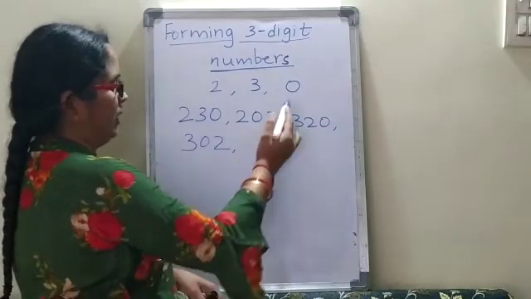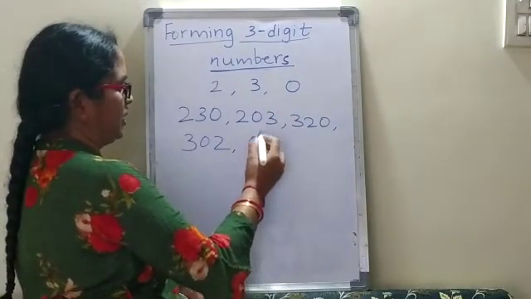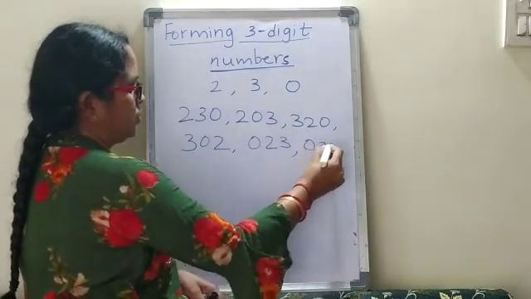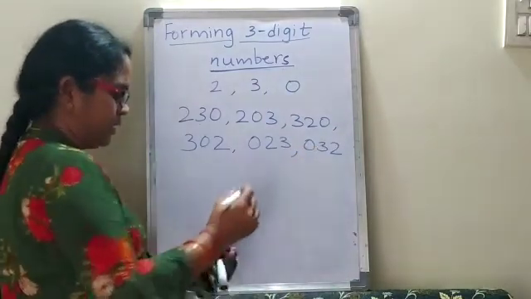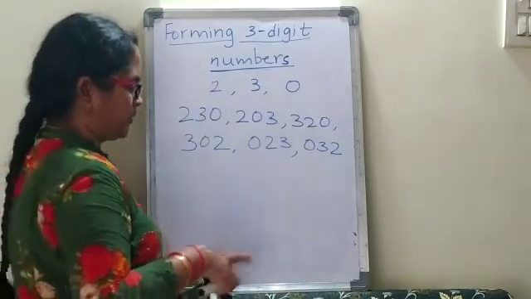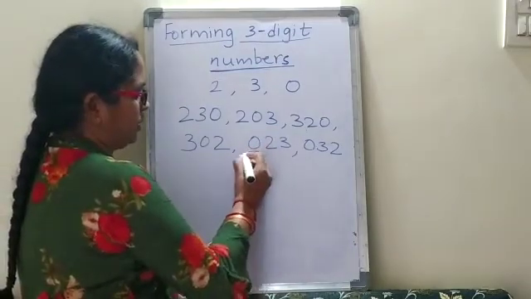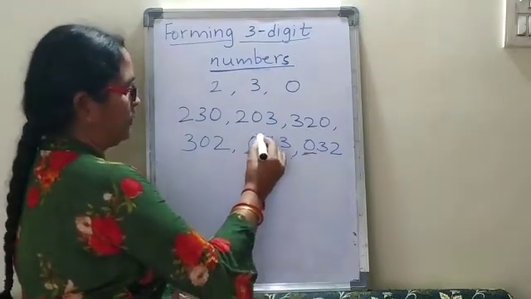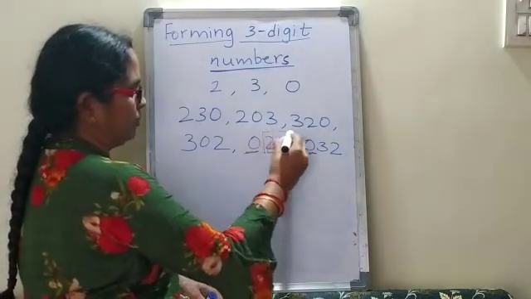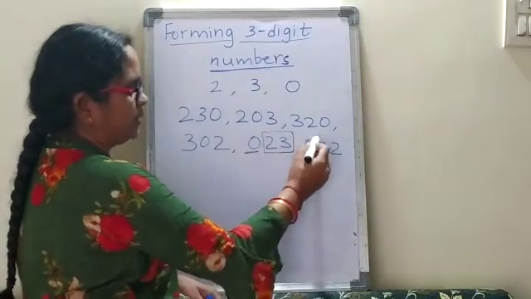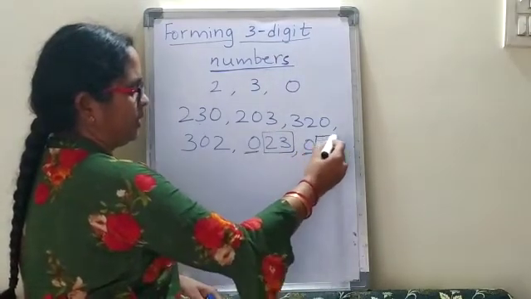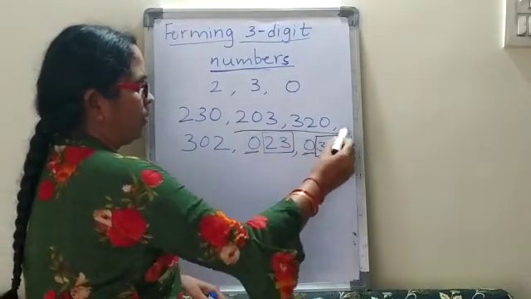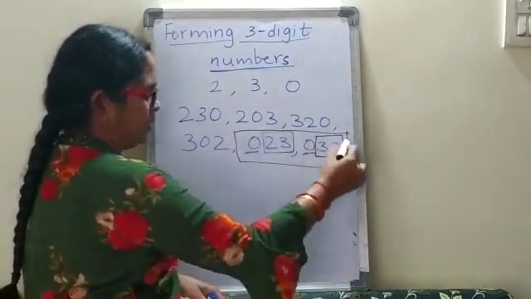302. Now when we come to 0, if we start writing with 0, 2, 3 and 0, 3, 2, because 0 is in the hundreds place, if 0 is in the leftmost place, that 0 doesn't have any value in the number. So this will become a 2-digit number. It does not become a 3-digit number. So here it is 23 and here it is simply 32. So these two numbers cannot be considered as 3-digit numbers.